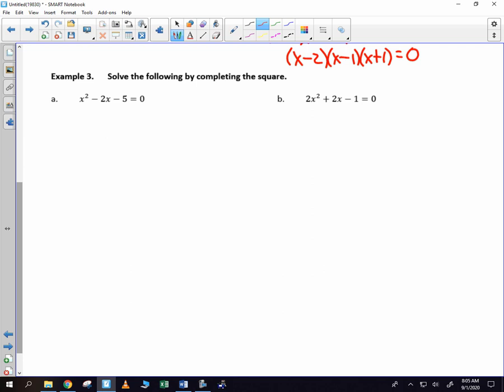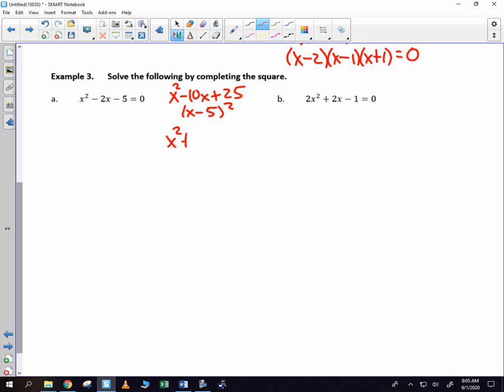Solve the following by completing the square. When you complete the square, there are certain polynomials that are perfect squares. For example, x squared minus 10x plus 25 is a perfect square. It factors to x minus 5 squared.